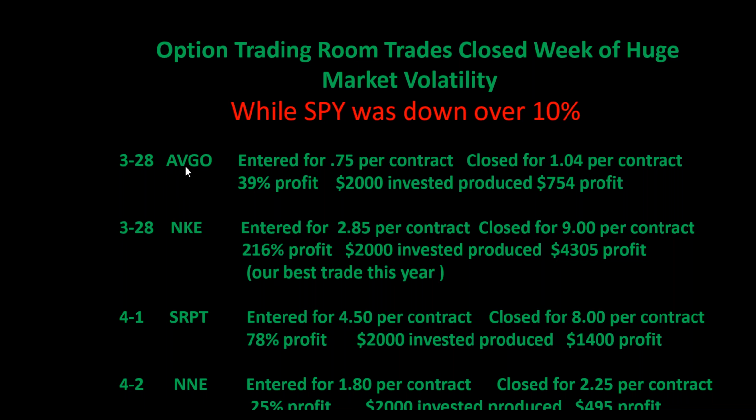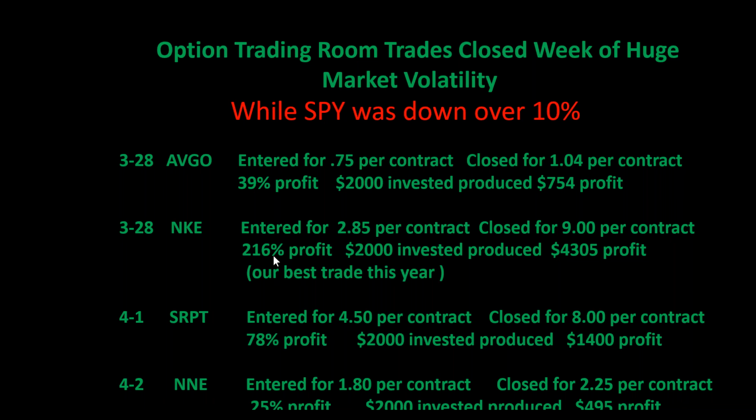We had Broadcom, AVGO. We entered for $75 a contract and we closed it for $104, 39% profit. So $2,000 invested produced $754. We closed Nike. We got in at 328. We got in for $285 a contract. We closed it for $9 a contract, $216 profit.